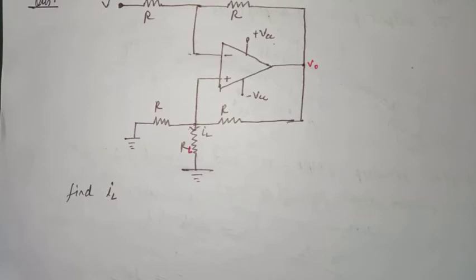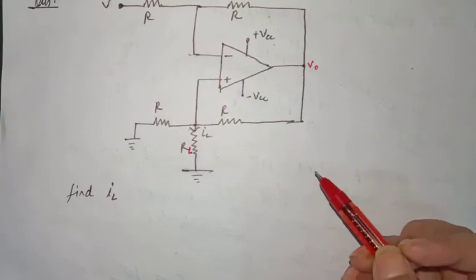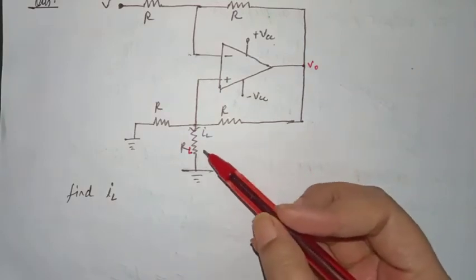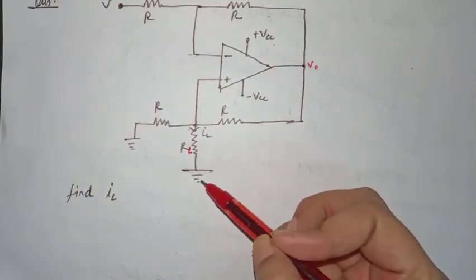So we will start with the very first question. Here we have been given a circuit, and we have to find the current IL across the resistance RL.